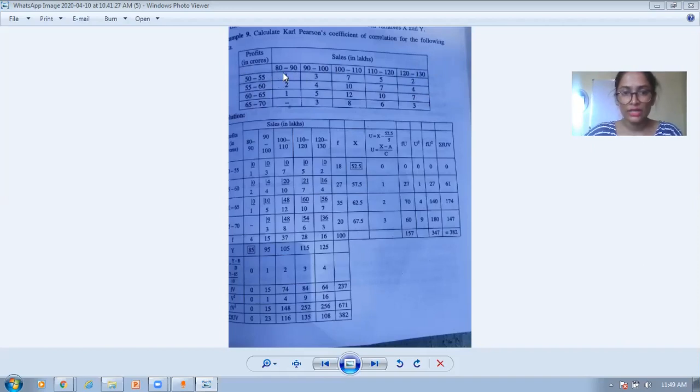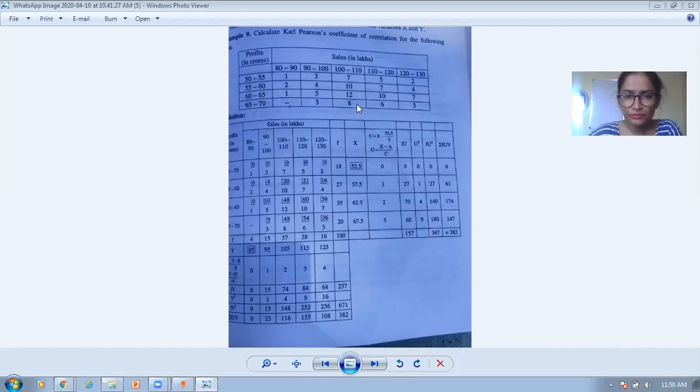So here 1 is the number of items that got sold for 80 to 90 lakhs. 3 is the number of items that got sold for 90 to 100 lakhs. Here we have written a dash because there is no sales for this category. So there is no product that got sold between 80 to 90 lakhs contributing to this profit. So all these are profits and these are sales. First row is the contribution to a profit of 50 to 55 crores. Second row is the contribution to the profit of 55 to 60 crores.